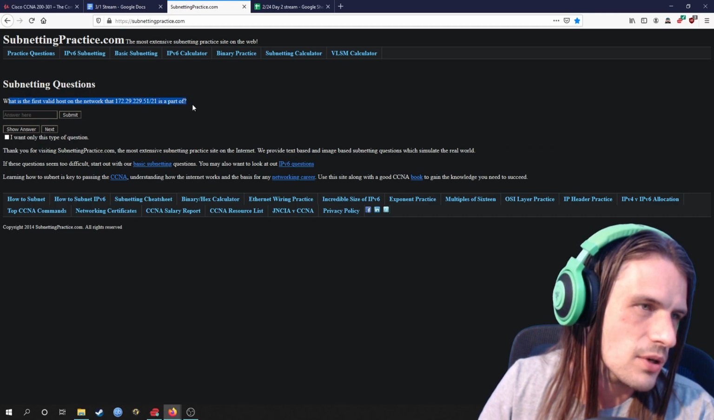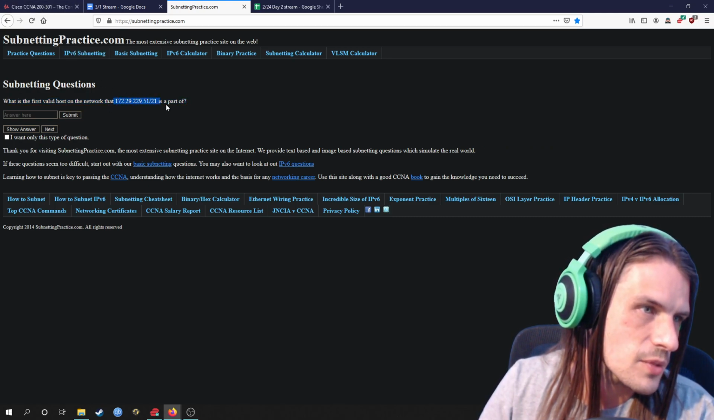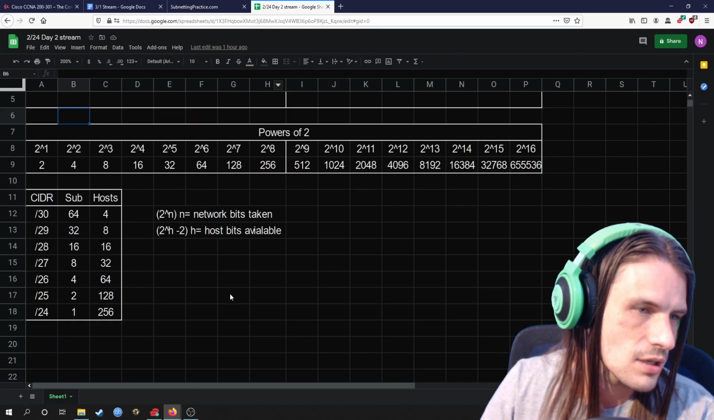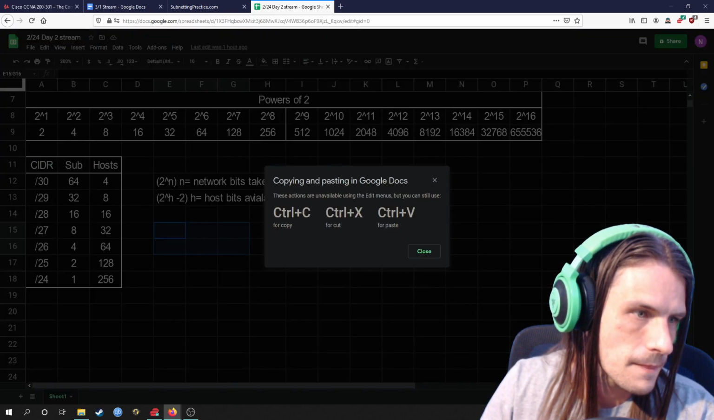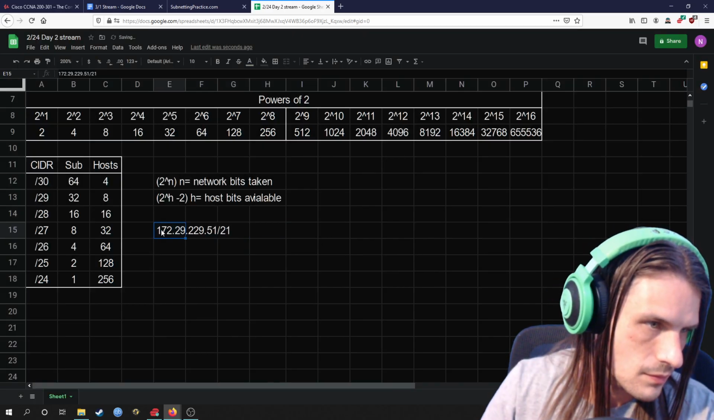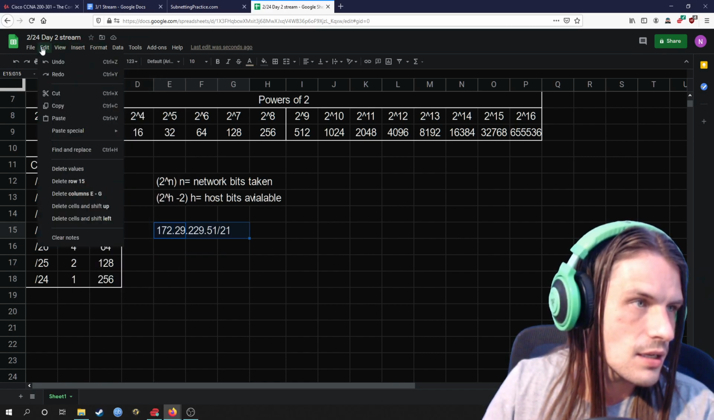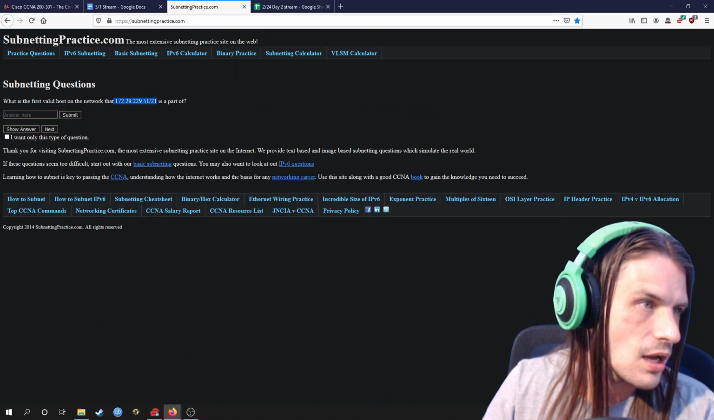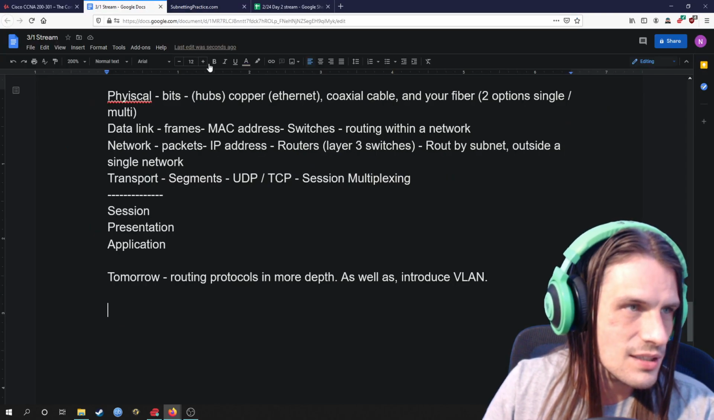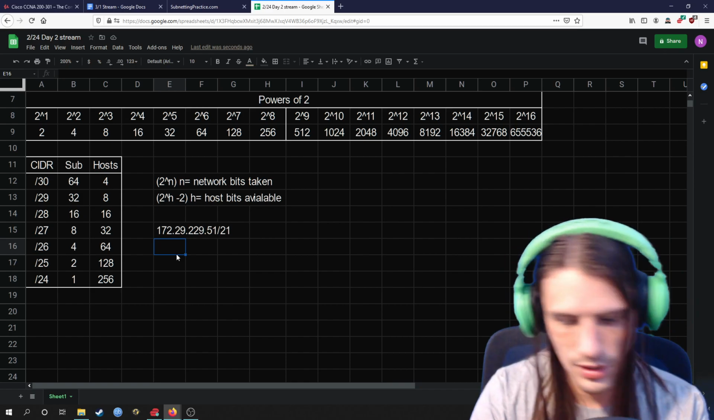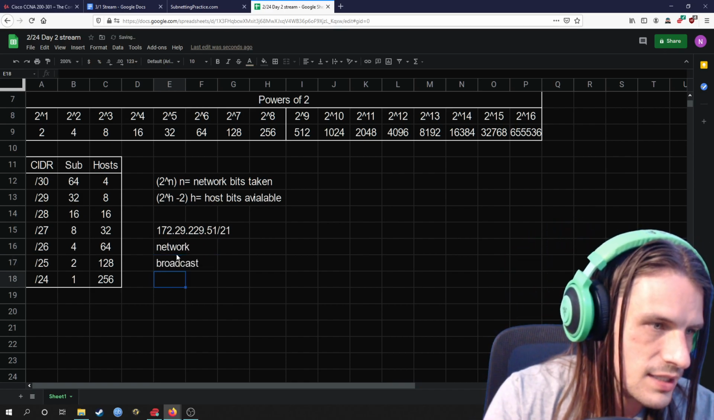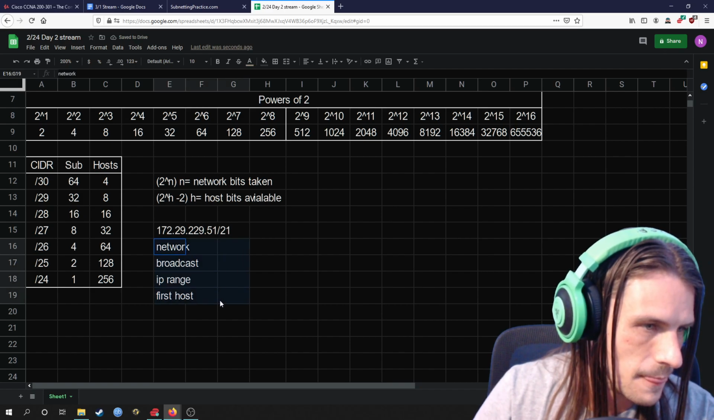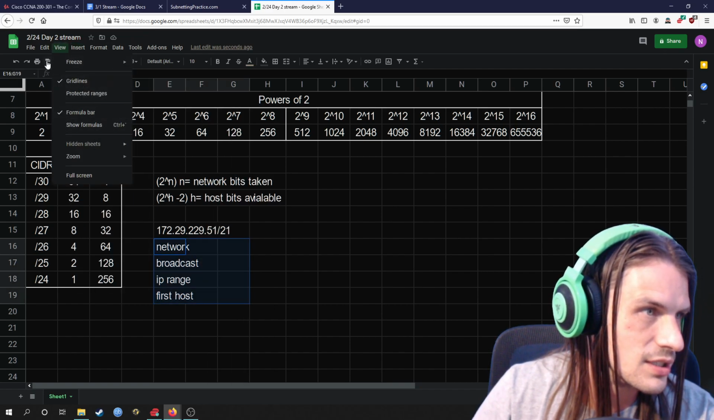What's the first valid host on a network? So let's copy this information over here. All right, so this is our information. What does it want us to do with this? What is the first valid host on the network? Well, let's do more than that. Let's do network, broadcast, IP range, first host. So first host is going to be the first number in the IP range, and that's just so I can include the answers to the actual question it's asking.